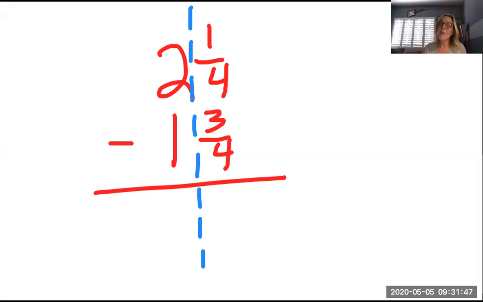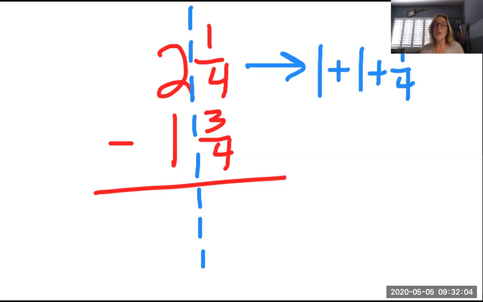So this is where regrouping comes into place. Now, regrouping is a little different here. So I want you to pay attention. So I am going to take 2 1/4 and write it differently. I'm going to write it as 1 plus 1 plus 1/4. Okay, so I've taken that whole number of 2 and split it into 2 ones, which is fine. I could do that, right? But now I'm going to take one of those ones and combine it with the fraction, because that's what regrouping is. We're taking one of our wholes and converting it into a fraction form.